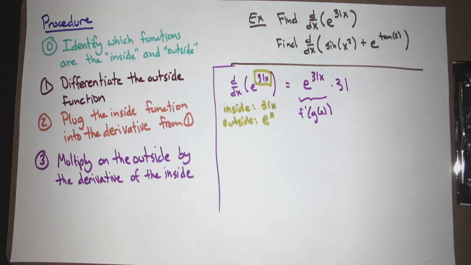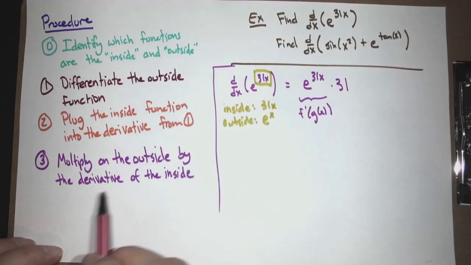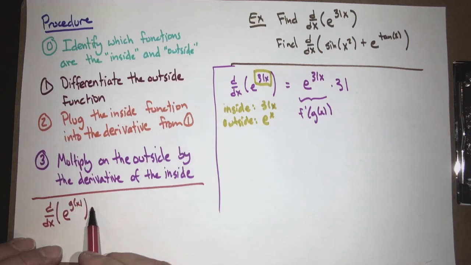More generally, we have the following nice fact. And we're going to do this so often, it's going to become automatic. So this part where we say, oh, what's the inside, what's the outside? That's going to become automatic for us. But I just want to point out, if we take the derivative of e to some function g of x, what will that derivative be?